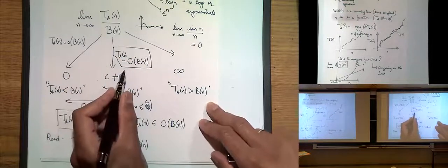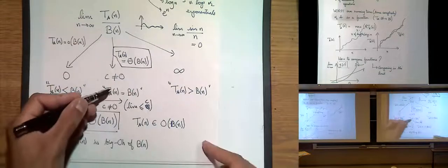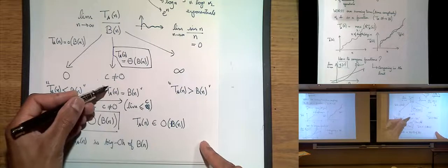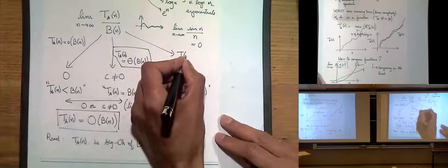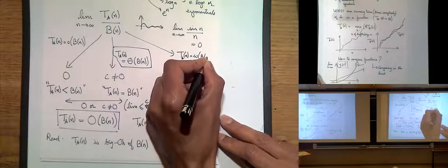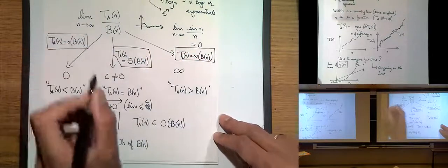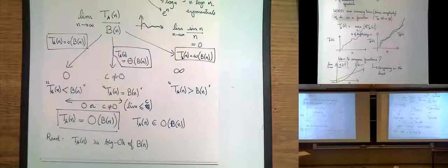When it's theta, what this means is that these functions are basically the same up to constant factors. And in this case, often we write T of n is little omega of B of n. I want to emphasize that all of this notation is just talking about comparing functions. It has nothing to do with running time explicitly. Okay?